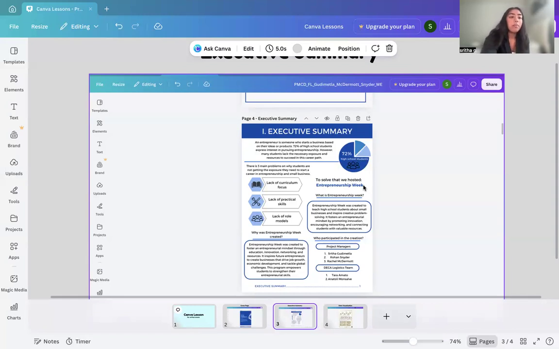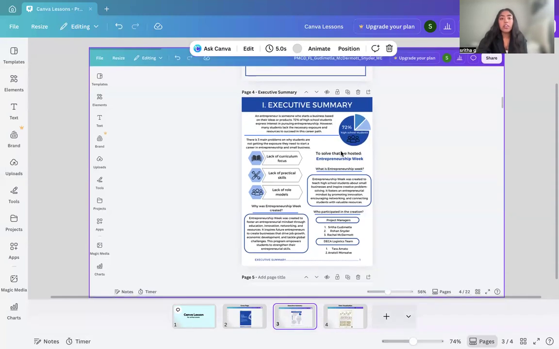Since judges review many projects, a clear visual summary can highlight your main idea, key findings, and recommendations, making your project easier to follow and remember. This is one of our examples of the executive summary. It has our three main problems, the solution, why we created it, and a statistic to help the judges understand how important this problem is.